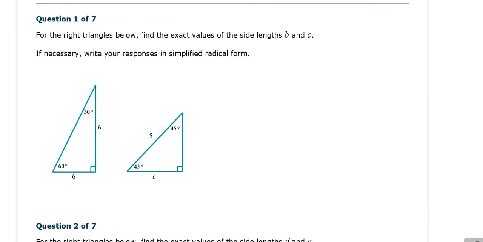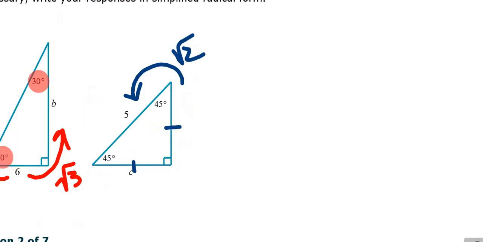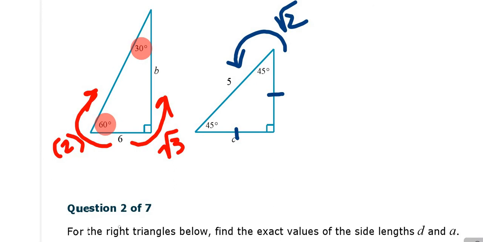So taking a look below, we have a 30, 60, 90: short leg, root 3, short leg times 2. For this one, 45, 45, 90: leg, root 2. Taking a look here, our short leg is 6. That would make this long leg times root 3 would be 6 root 3. And times 2 this way, if you had to, would be 12.